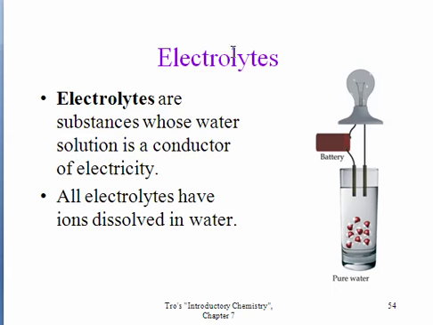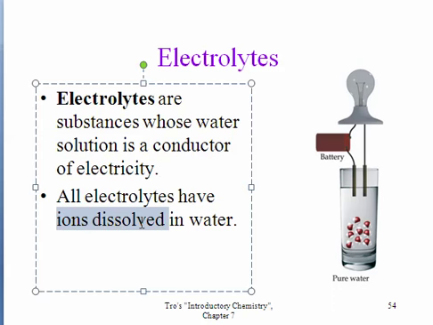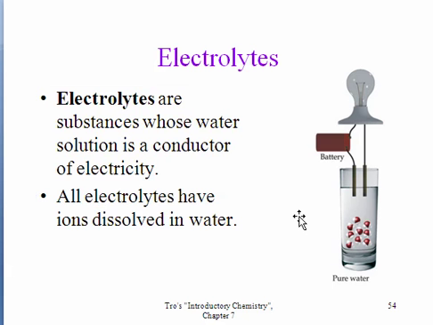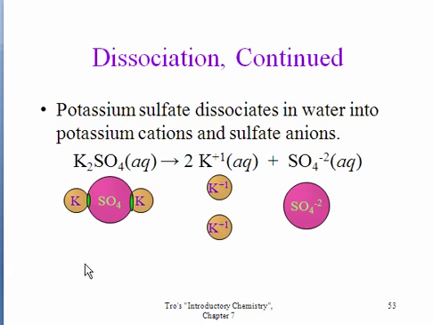Now let's look at a definition, electrolytes. Electrolytes are substances that, when dissolved in water, conduct electricity, and they conduct electricity because of the presence of ions. So electrolytes, when they dissolve, form ions. So that definitely would be an ionic compound, because when an ionic compound dissolves, it forms ions.